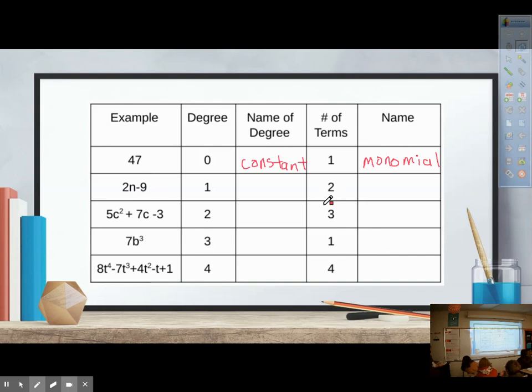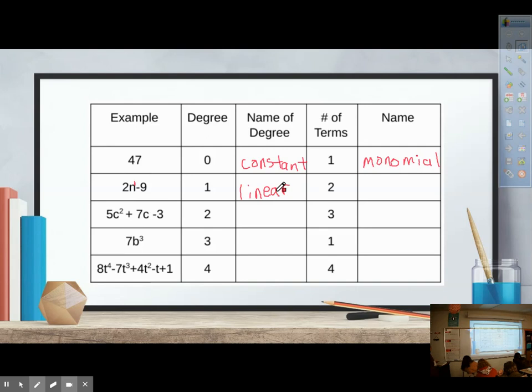Monomial means one term. Okay. This next example, 2n minus 9, has a variable, and it does have an exponent. We just never write that exponent, and it has an exponent of 1. So the degree is 1 because the n has an exponent of 1. This name is linear.